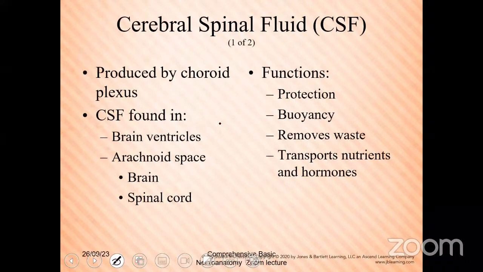So cerebrospinal fluid is produced by the choroid plexus. It's found in the brain ventricles. The meninges of the brain and spinal cord are called pia mater, arachnoid, and dura mater, and the subarachnoid space is between the pia and arachnoid. There is a fluid, the cerebrospinal fluid, and it has a cellularity which is less than 5. The protein of the CSF is anywhere between 30 and 40. And sugar is always compared to the corresponding blood sugar; it should be more than 50% of the blood sugar value. It functions in protection, causes buoyancy, removes waste, and transports nutrients and hormones.